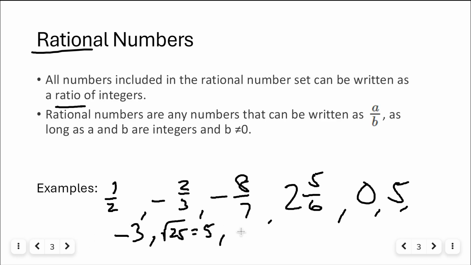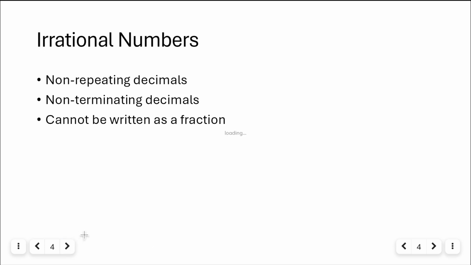These are all 0.4. How about 1.2 repeating? That is also a rational number if it has a repeating bar over it. All right? Those are all rational numbers.